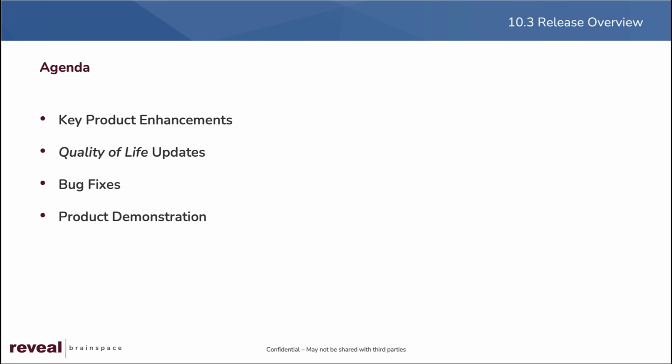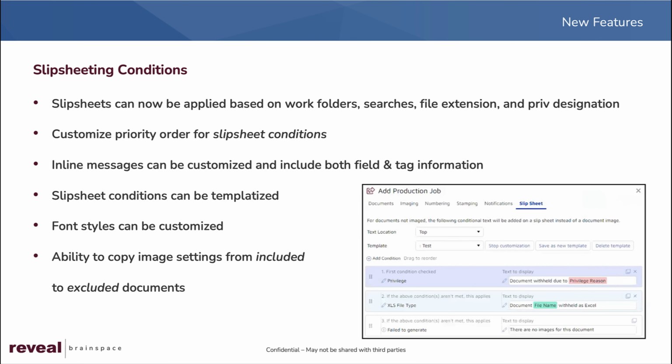One of the most significant enhancements in this release has to do with Reveal's slipsheeting options for document productions. If you look at the bottom of this slide, there is a screenshot depicting how you can now create rules or conditions to identify which documents to slipsheet. Prior to this release, slipsheeting rules were primarily based on a tag. Now you have the ability to create slipsheeting conditions based on folders, saved searches, file extensions, and privilege designation.